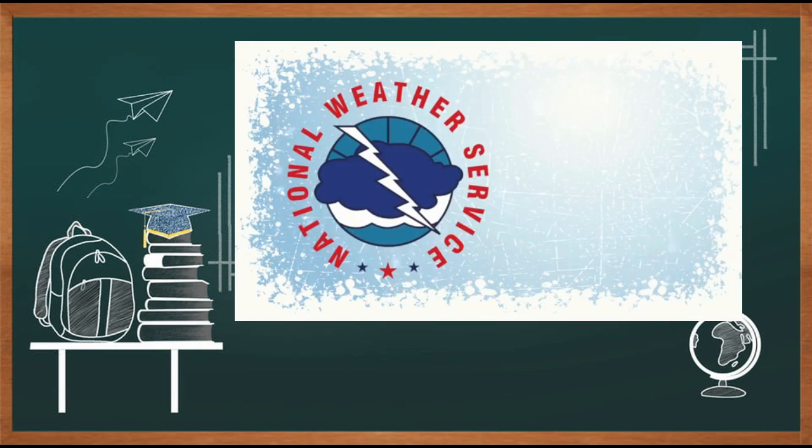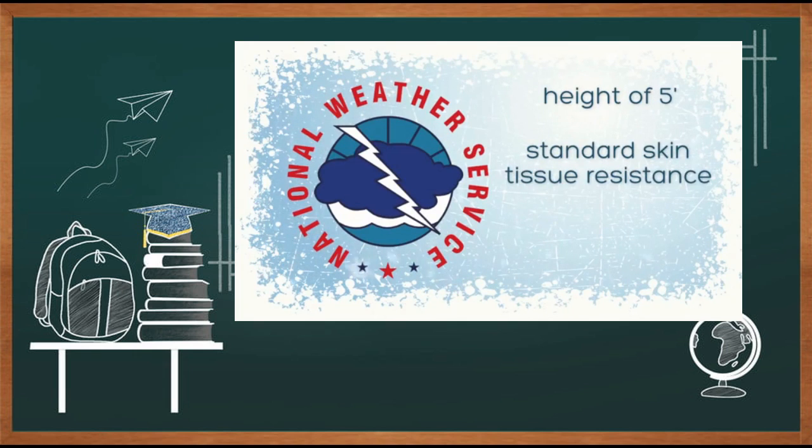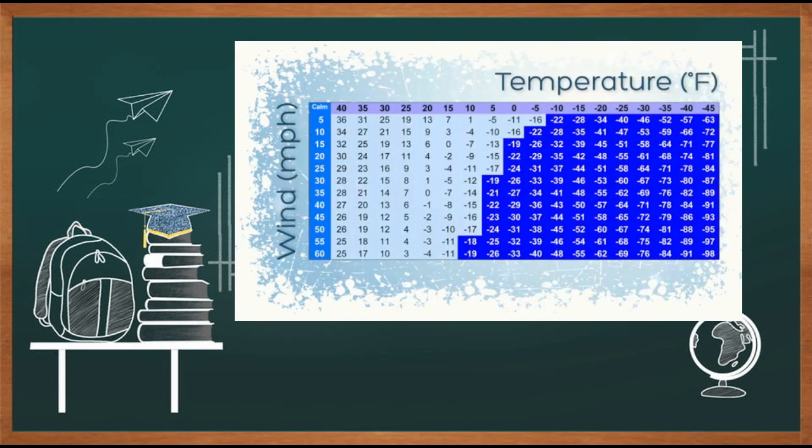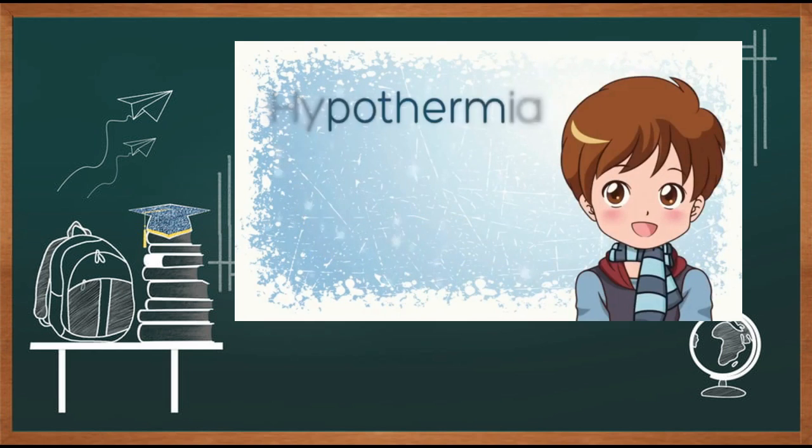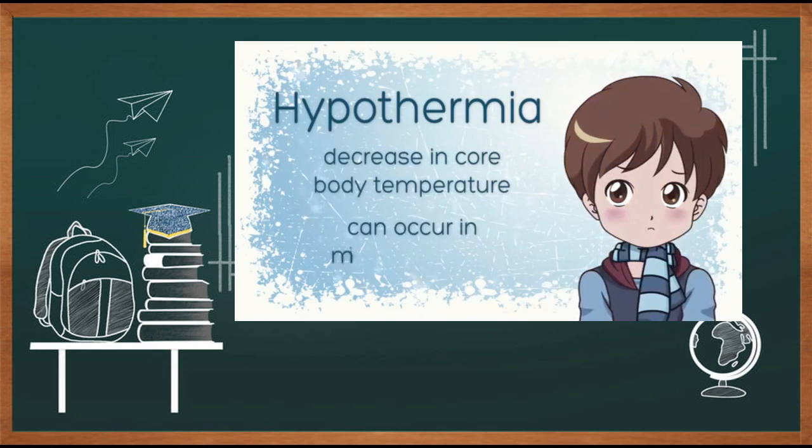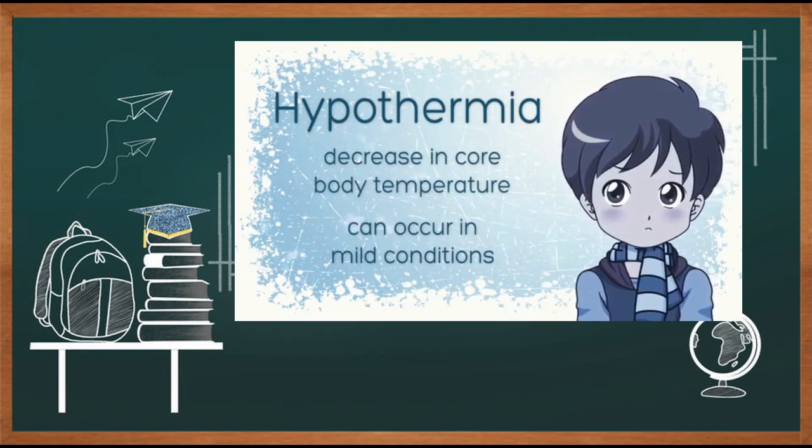The National Weather Service Wind Chill Index calculates wind speed at a height of 5 feet, uses a standard skin tissue resistance, and assumes no impact from the sun. For example, at a temperature of 0 degrees Fahrenheit and a wind speed of 20 miles per hour, the wind chill index, or feels like temperature, is minus 22 degrees. Under these conditions, frostbite on exposed skin can occur within 30 minutes. At minus 15 degrees and a wind speed of 45 miles per hour, frostbite can occur within 5 minutes. Hypothermia, a decrease in the core body temperature, can occur under much milder conditions, even when the temperature is above freezing.